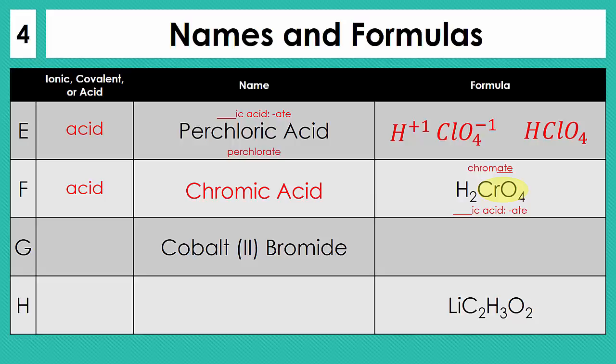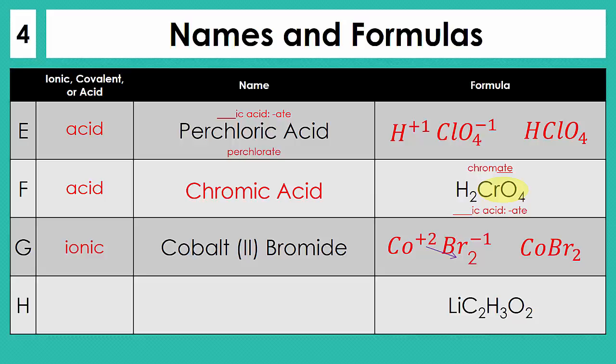Next, I have cobalt-2 bromide. Cobalt-2 is a metal, and bromide is a nonmetal, so I've got an ionic compound. So I have to look at each ion. I've got cobalt-2 with a +2 charge, and bromide is the ion form of bromine, which has a charge of -1. So in order for these charges to balance out, I'm going to need 2 bromines for every 1 cobalt +2. So my formula is CoBr2.